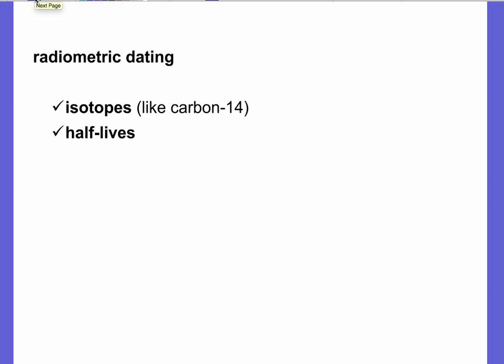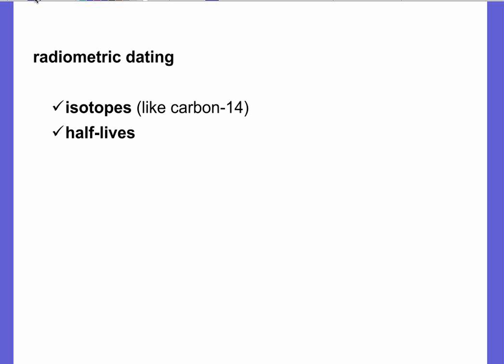That's not the only thing that we use to determine how old something is, though. We're also going to be able to use radiometric dating. Radiometric dating uses isotopes. So remember that all of our elements that we have up there on the periodic table have different isotopes. It's a different version of the same element that just has a different mass.